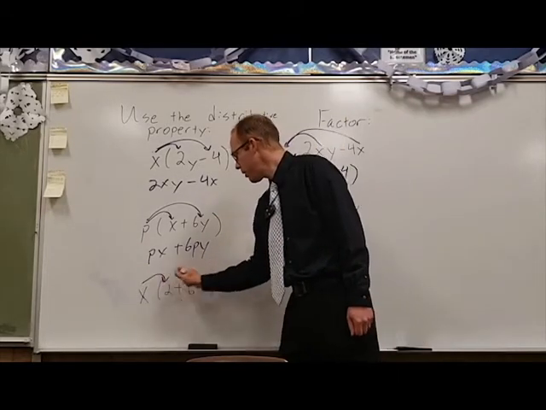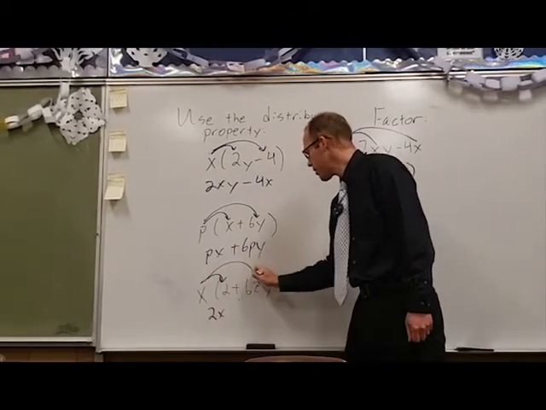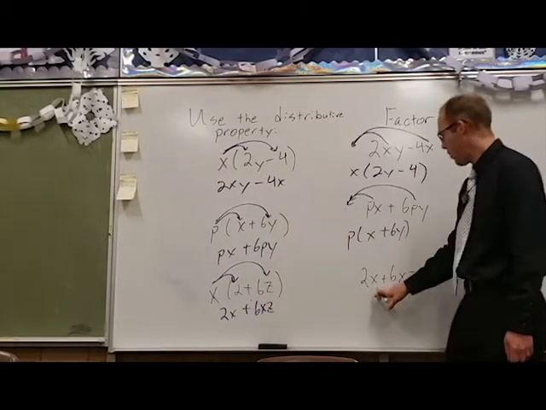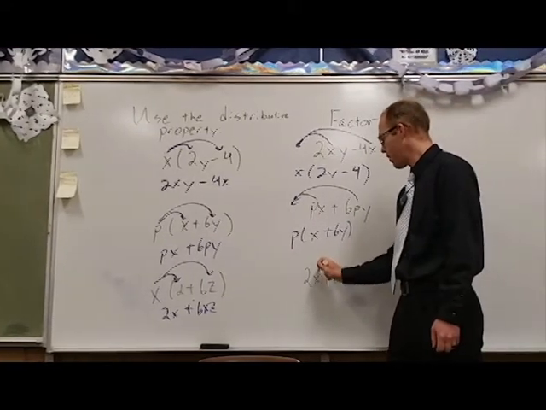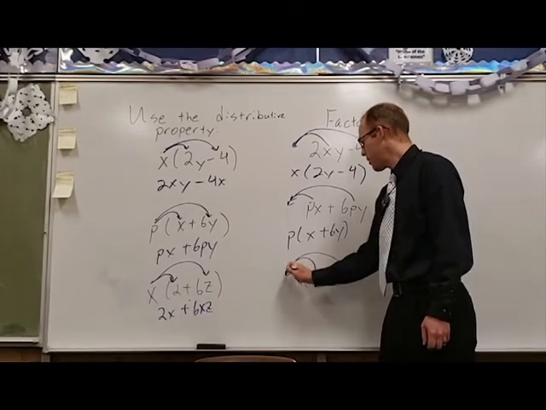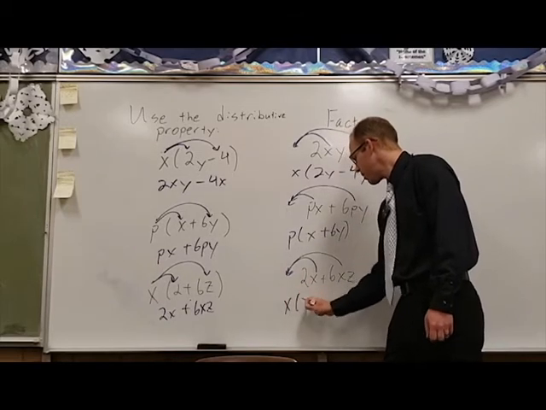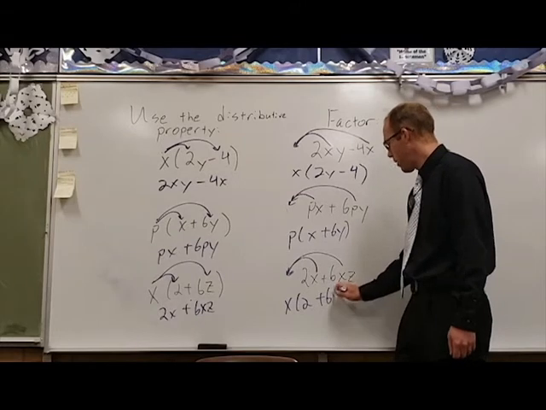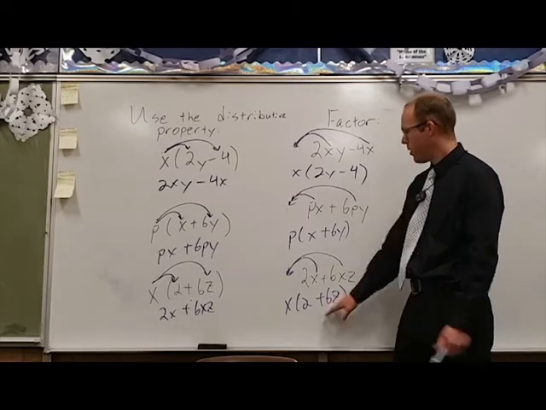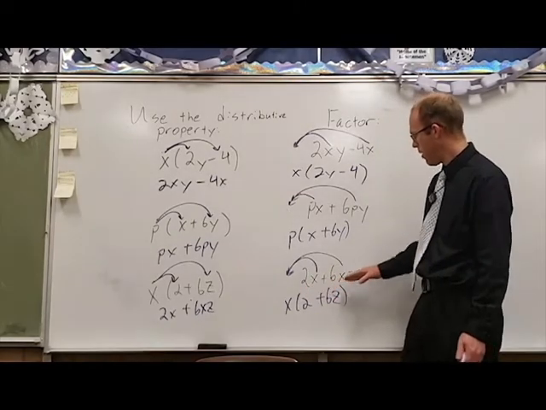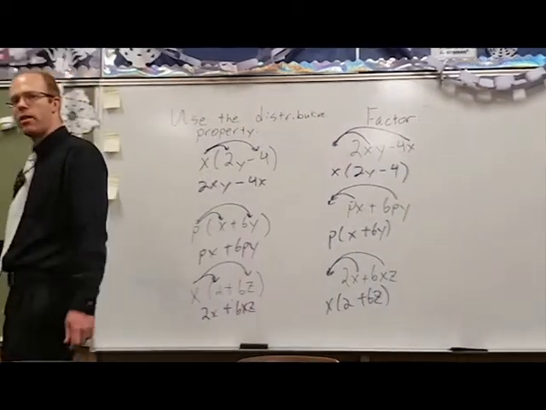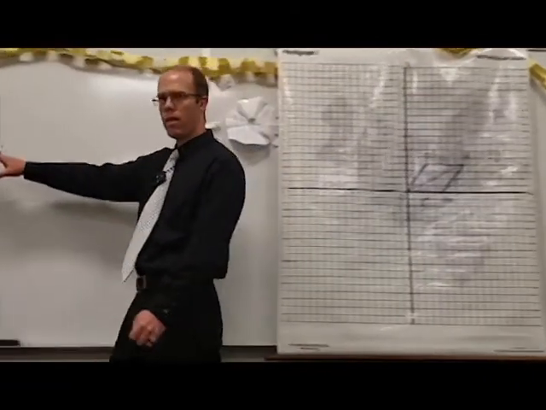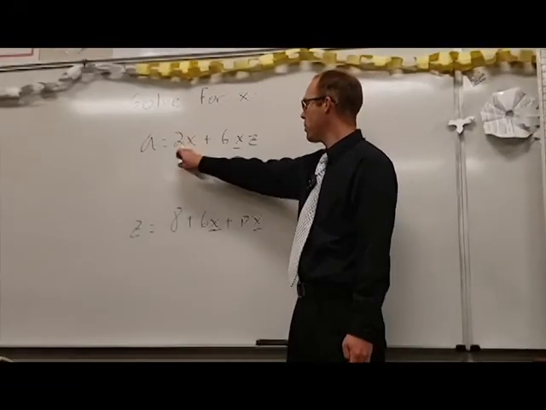X times 2 here is 2x. X times 6z is positive 6xz. Over here we get 2x plus 6xz. When I factor out the x, take that outside of the parentheses, we get x times 2 plus 6z. Okay, now, when we go back to our last question, you'll notice that we start with this. So let's factor and see how that allows us to solve these two questions that we were not able to solve before. So we have this expression that we just barely factored.